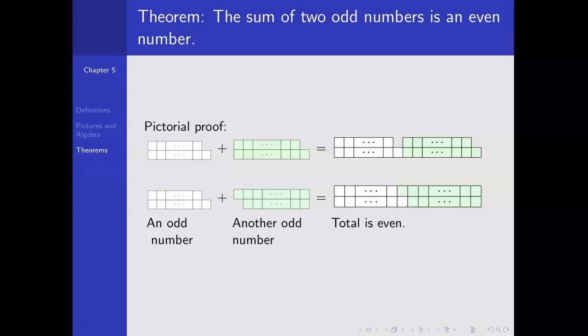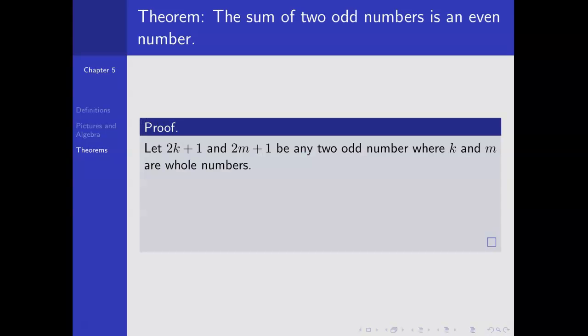Okay, last bit, we are going to do the algebraic proof. And again, we're going to start out with our algebraic representations of the two numbers involved. So we have two odd numbers, so we have 2k plus 1 and 2m plus 1. Those are any two odd numbers because k and m are whole numbers. Then we're going to add those two together because we're looking at the sum of two odd numbers.